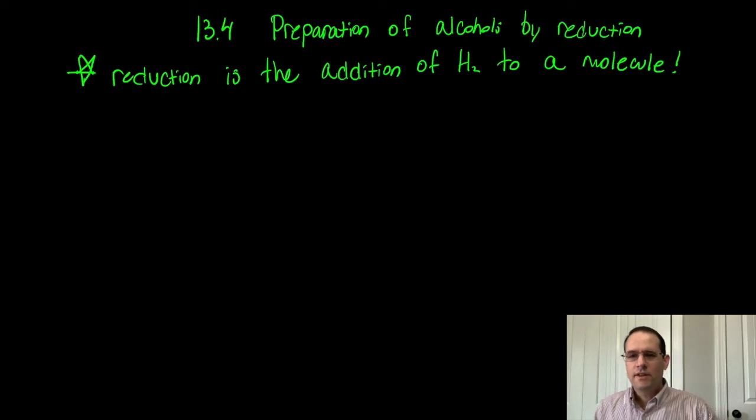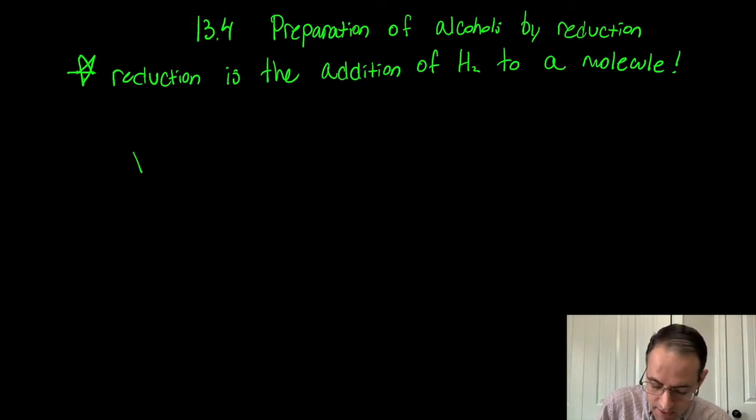Okay, section 4 in chapter 13 gets into a lot of chemical reactions, and this is where the meat and potatoes part of the meal is. We want to talk about the preparation of alcohols by reduction. The textbook goes into counting oxidation states and calculating things, and I summarize this whole thing with a very simple statement. Reduction is the addition of H2 to a molecule.